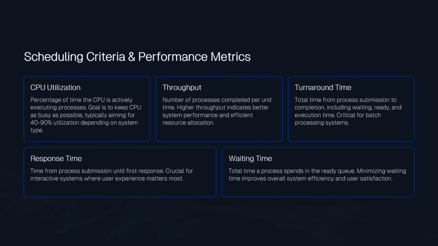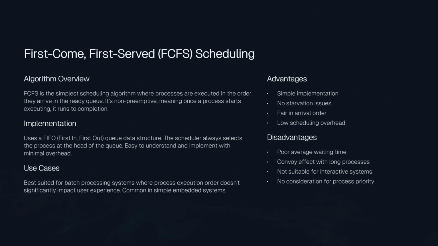Scheduling criteria and performance metrics. We evaluate scheduling algorithms using metrics like CPU utilization, throughput, turnaround time, response time, and waiting time. An ideal scheduler keeps the CPU busy, completes more processes in less time, and minimizes the delay users experience.